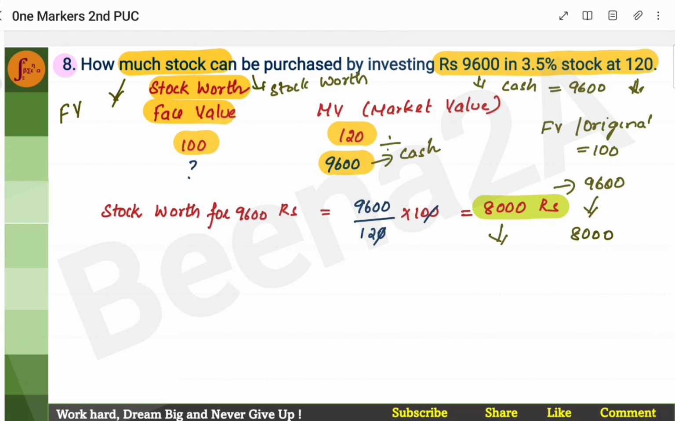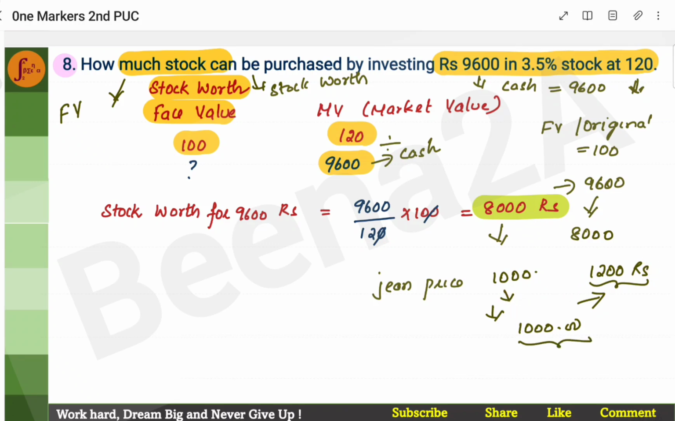Now, for example, if the jeans price is 1,000 rupees and you are buying it at 1,200 rupees somewhere, right? What is this jeans worth? Jeans worth is 1,000 rupees only, but you have spent 1,200. So by spending 1,200, you are getting only 1,000 rupees jeans. So you are spending more, but the worth of the jeans is only 1,000 rupees. This is what it means. I am spending 9,600, but it's worth only 8,000 rupees.